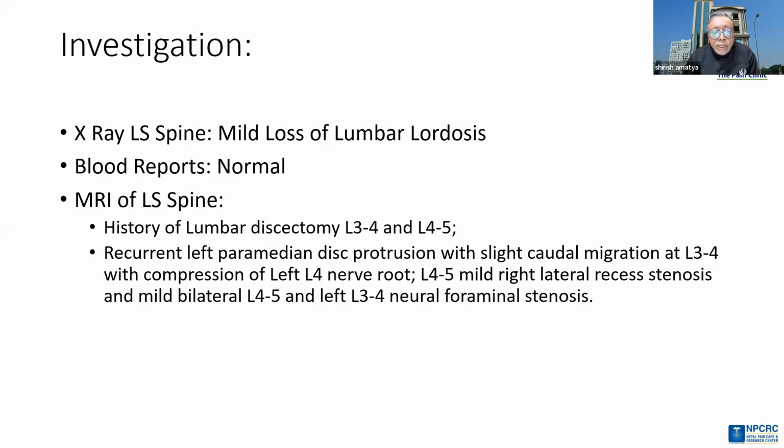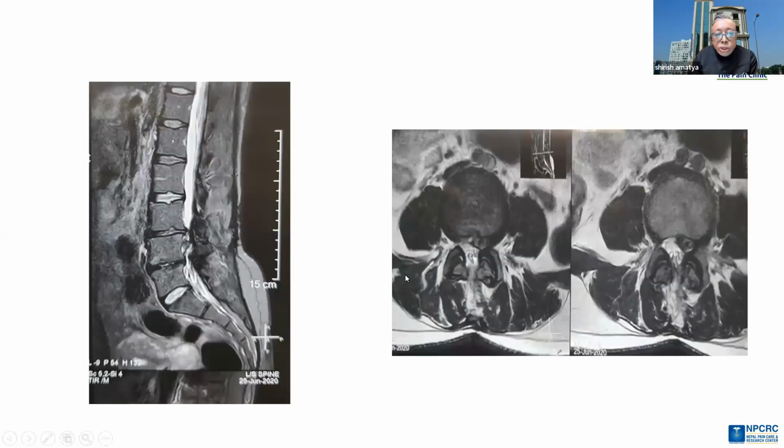The MRI also showed recurrent left paramedian disc protrusion with slight caudal migration of the L3-4 disc, which was compressing her left L4 nerve root. It also showed L4-5 mild lateral recess stenosis with bilateral L4-5 and left-sided L3-4 neural foramen stenosis. So that was her MRI picture.